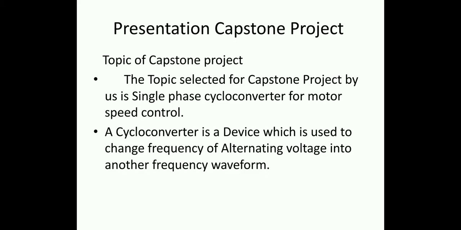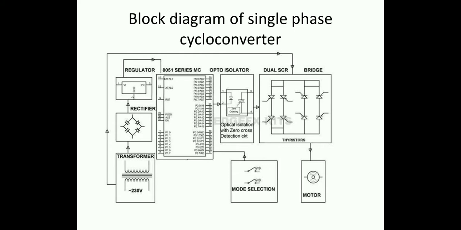First, what is a cycloconverter? A cycloconverter is a device which is used to change the frequency of input AC voltage into another frequency waveform. This is the block diagram of our cycloconverter.